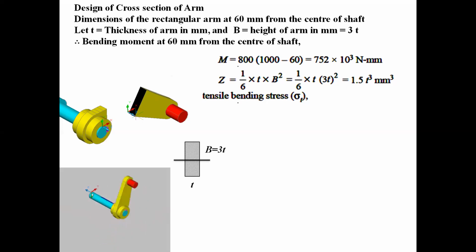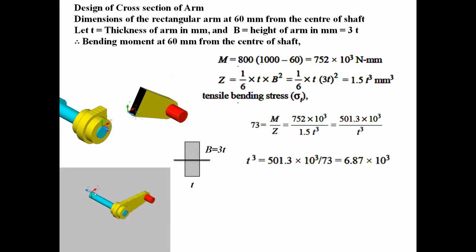So Z we have, M we have. So write the bending stress equation. Bending stress is equal to M by Z. So M is the moment and Z is 1.5 T cube. That gives us the thickness by this equation. By simple manipulation of the equation, we'll get T cube equal to 6.87 into 10 power of 3. So again, if you rewrite that and find T, then it becomes 19.